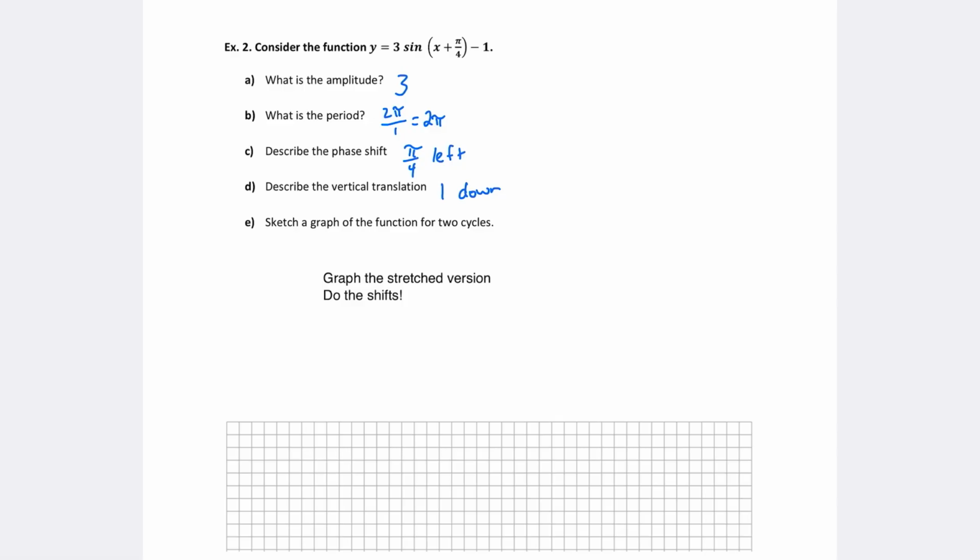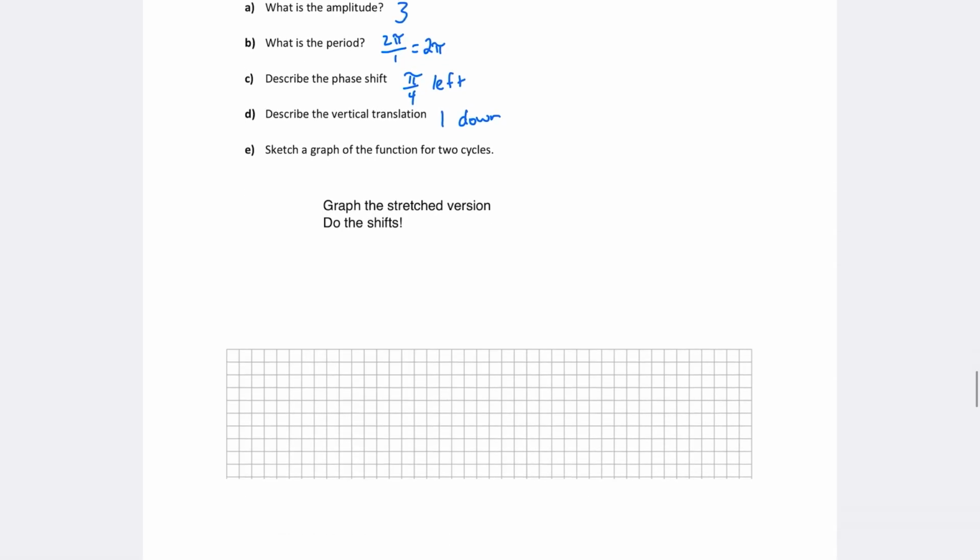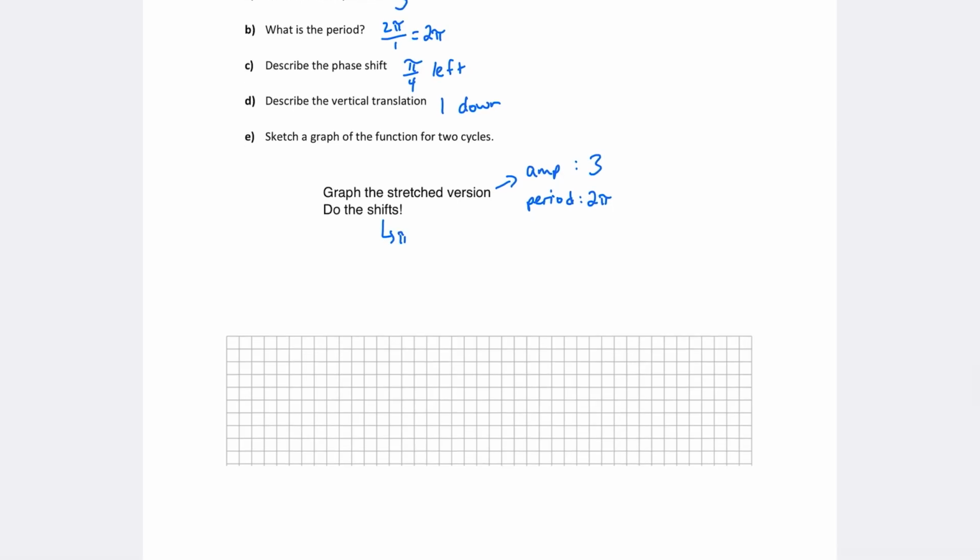Now we're going to sketch the graph of the function for 2 cycles. And how are we going to do that? We're going to first graph the stretched version. So stretch involves the amp and the period. So we'll acknowledge those two things, and then the shifts are the left, right, up, down portion. So our amplitude here is 3, and our period is 2 pi, as you can see above. And our shifts are pi over 4 to the left and 1 down. And again, we're going to do our stretch first, and then we're going to do our shift.